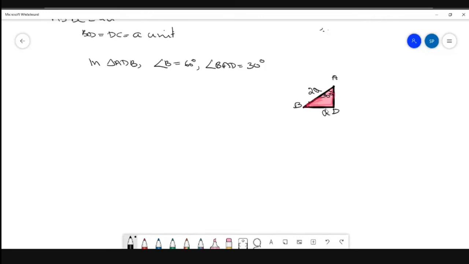We find it by using the Pythagoras theorem. So applying Pythagoras theorem, we have AD square equal to AB square minus BD square. That is AB is 2A units. So 2A square minus A square. That is 4A square minus A square.